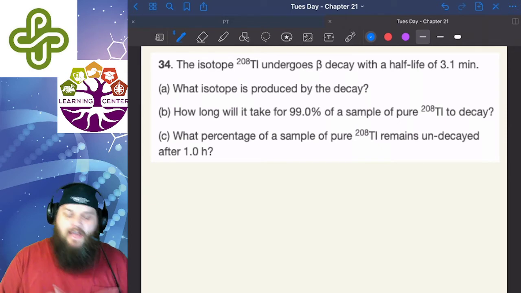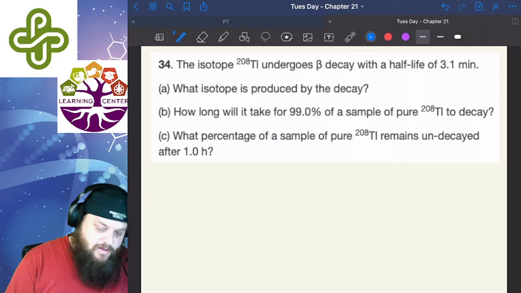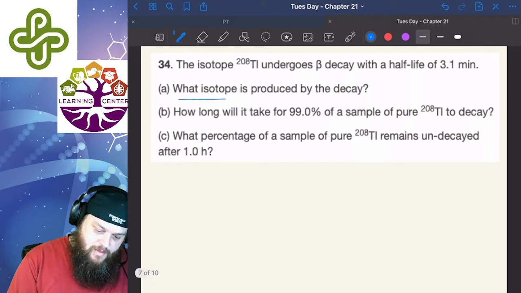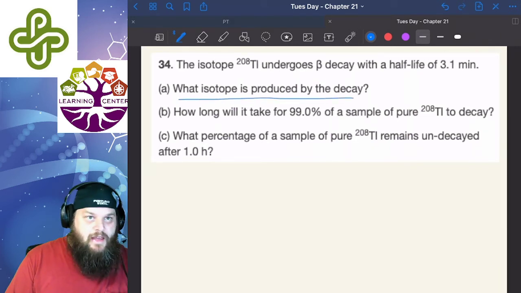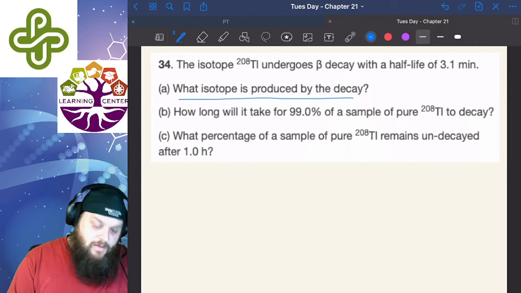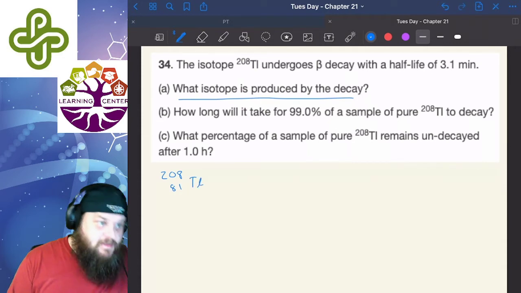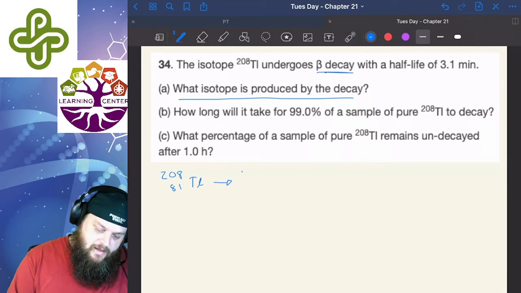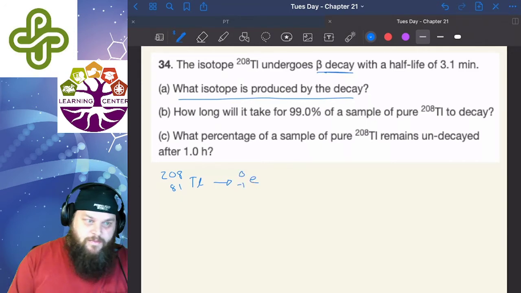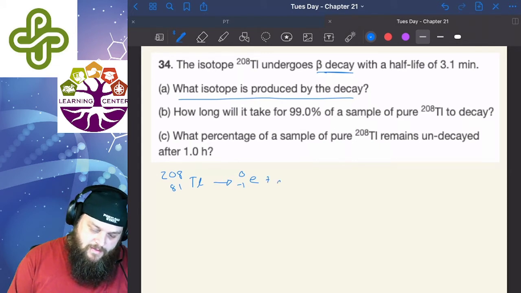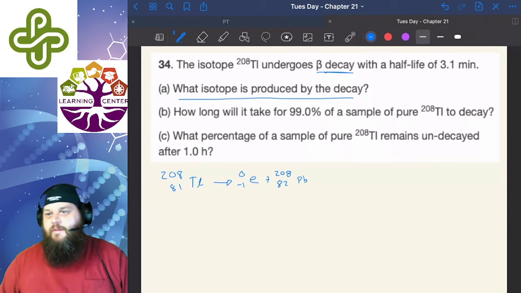So now we're getting to these half-life formulas. And I'll write out this equation real quick. I want to know what isotope is produced by that decay. So if we start out with 208, 81, which is thallium, I write my L's like this so I know it's an L, it is going to produce, and it says beta decay, so it's producing an electron, plus, this must be 82, 208, which is lead. And we just looked at that on the last problem, lead 208.